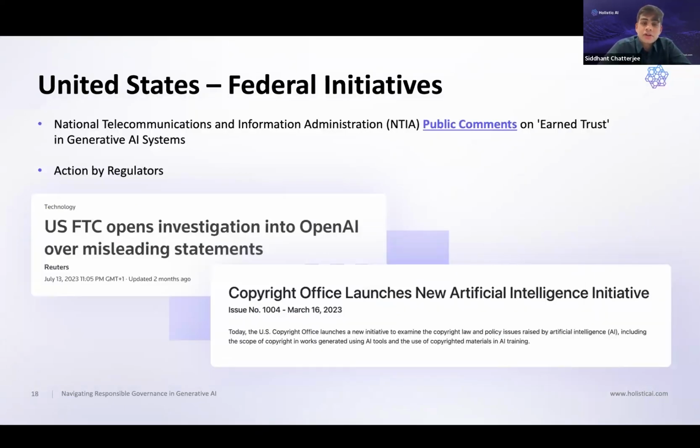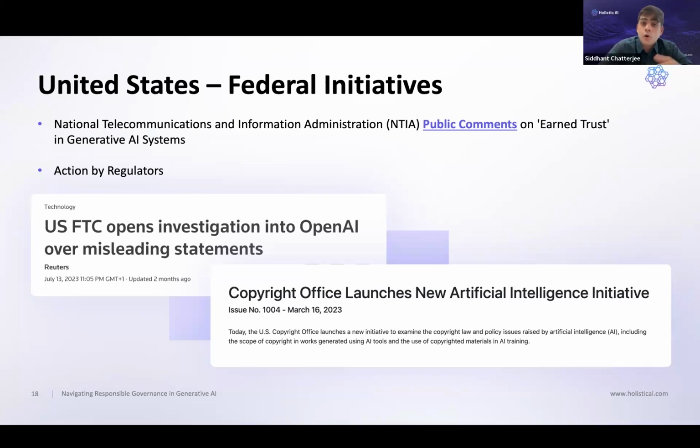Further, at the federal level, we're also seeing concerted efforts by different branches of the US government. For example, on the 11th of April this year, the National Telecommunications and Information Administration, or the NTIA, quite the mouthful, issued a request for public comments on creating earned trust for generative AI systems.